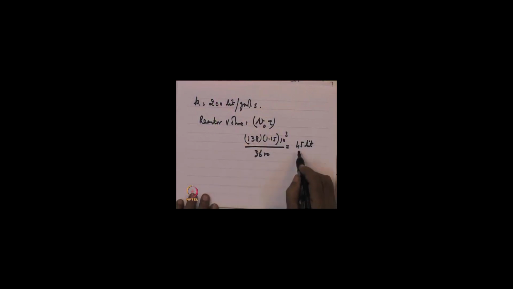Therefore, the size of the equipment that is required to process 1 kilomole per is 45 liters. Okay. What are we saying? What we are trying to say here is the following.